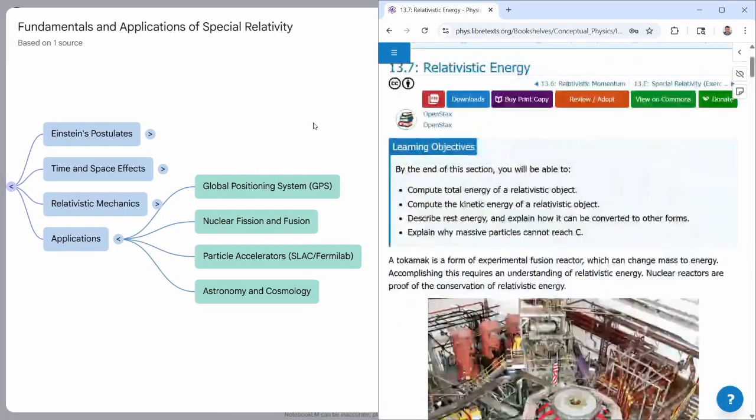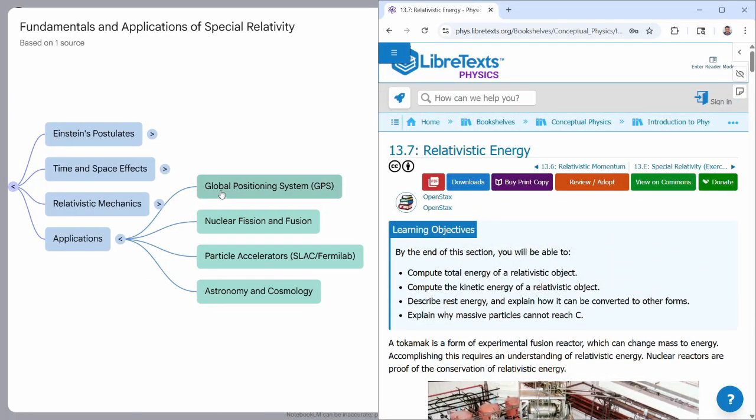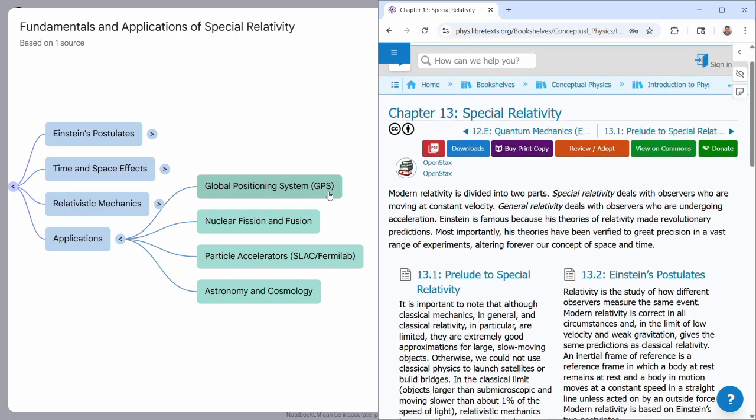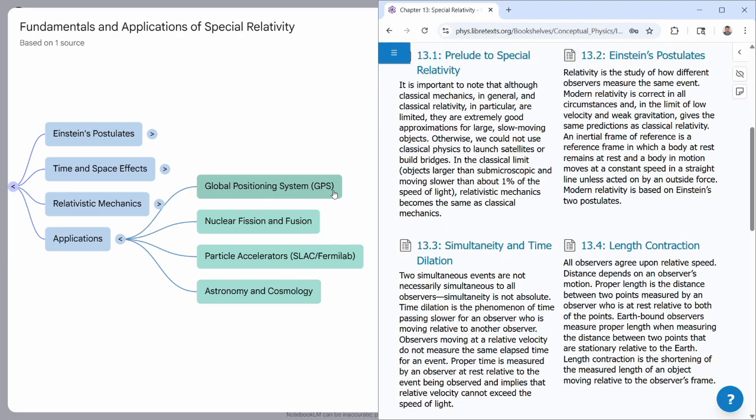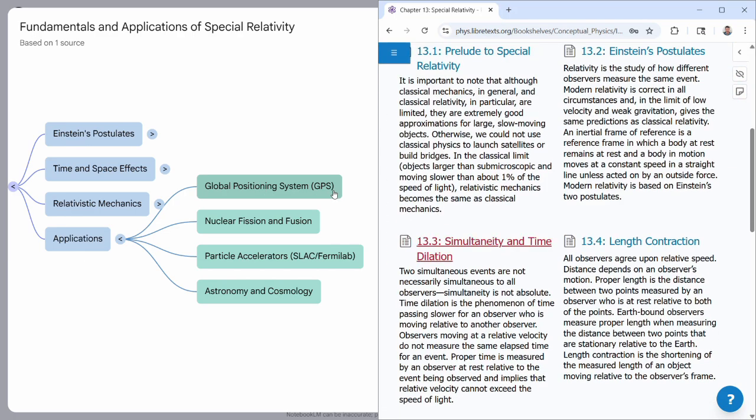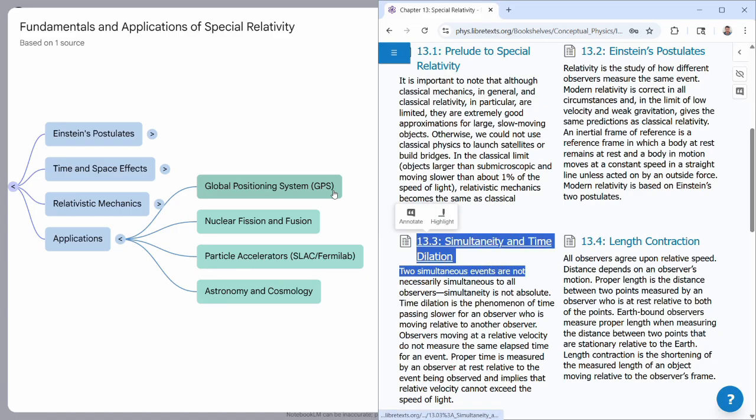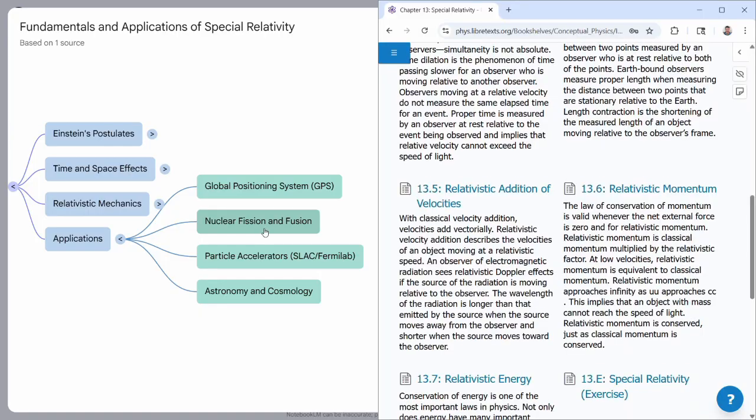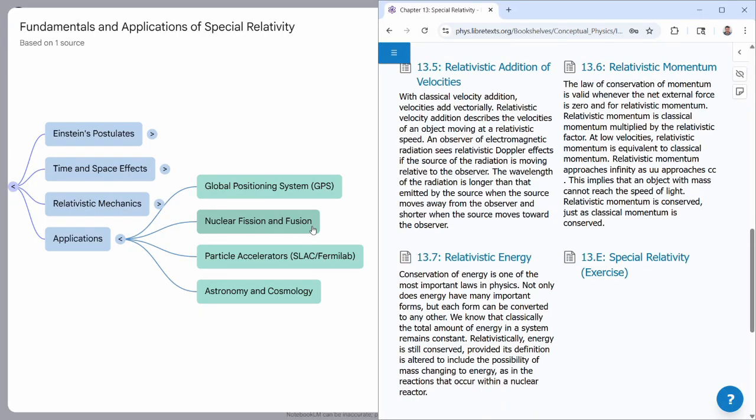Other than to say, GPS, which is behind all the navigation stuff, wouldn't be functioning if, in designing the system, they didn't take the relativistic effects into account. The clocks would go out of synchronization so quickly. The rest of it, you can read about in the textbook. Nuclear fission and fusion, you will hear more about next week as we cover nuclear and particle physics.